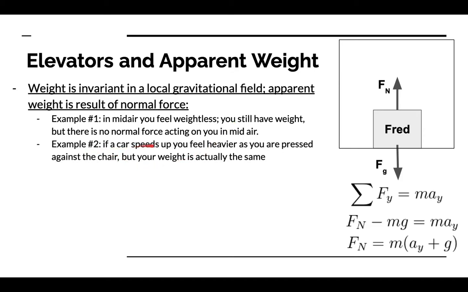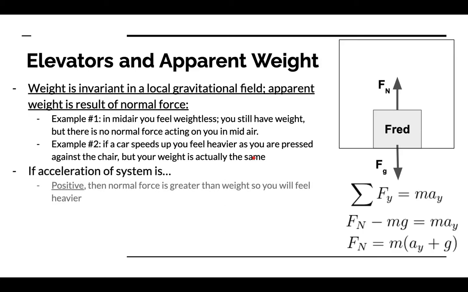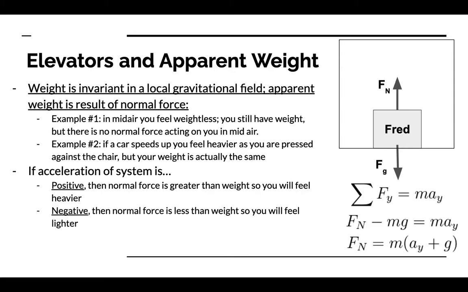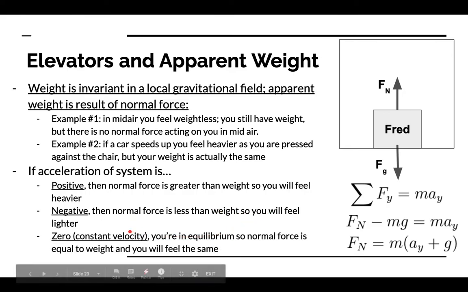Example 2: if a car speeds up, you'll feel heavier as you are pressed against the chair, but your weight is actually the same. If the acceleration of the system is positive, then the normal force is greater than weight, so you will feel heavier. If your acceleration is negative, then the normal force is less than your weight, so you will feel lighter. If you're moving at a constant velocity, which means a = 0, you're in equilibrium, so normal force is equal to weight, and you will feel the same.